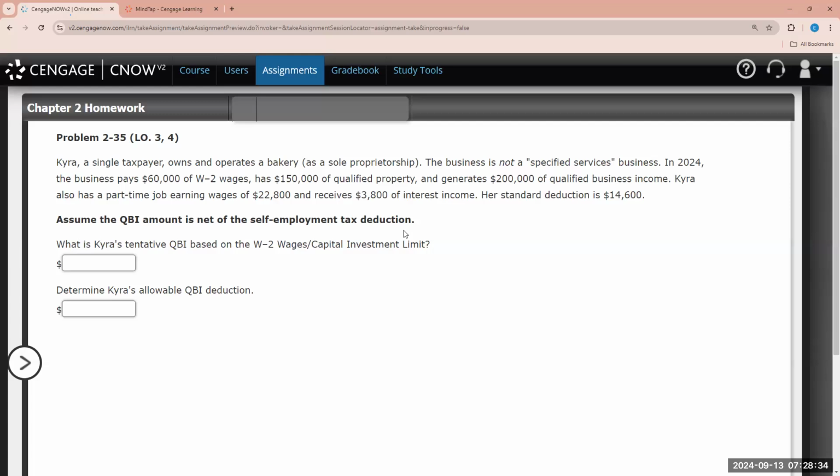the business pays $60,000 of W-2 wages, had $150,000 of qualified property, and generates $200,000 of qualified business income. Kyra also has a part-time job earning $22,800 and receives $3,800 of interest income. Her standard deduction is $14,800. All right, so we have this opportunity to look at this information again. So we need to determine Kyra's income.